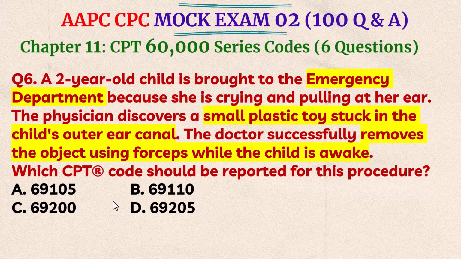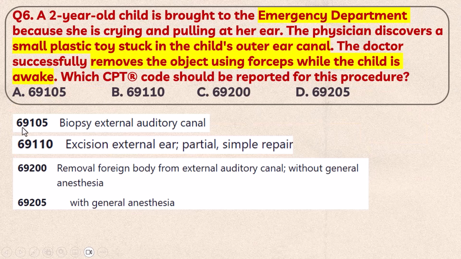So here you have to highlight this procedure done in the emergency department. A small plastic toy is stuck in the child's outer ear canal while the child is awake, which means there's no general anesthesia used here. So when you look at the answer, all answers are adjacent codes, so you can use the elimination method. So let's go through the codes. 69,105 is biopsy external auditory canal, but here is foreign body removal, so that's not possible. 69,110 is excision external ear canal, so that's not.